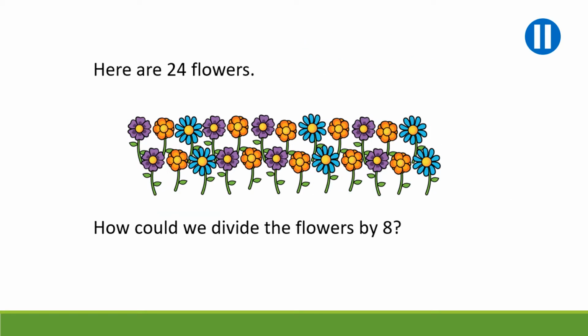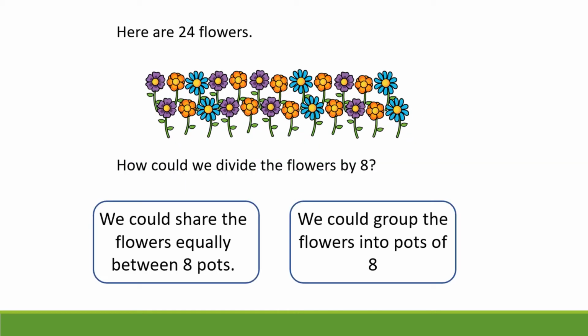Here are 24 flowers. How could we divide the flowers by 8? Pause the video here to have a think. Let's see, we could share the flowers equally between 8 pots, or we could group the flowers into pots of 8.